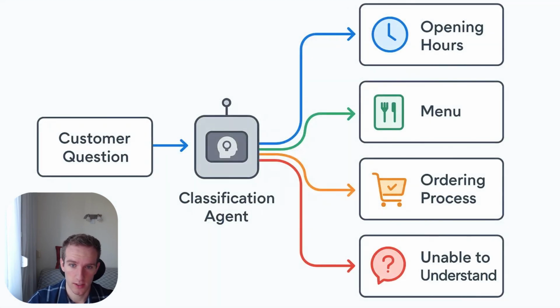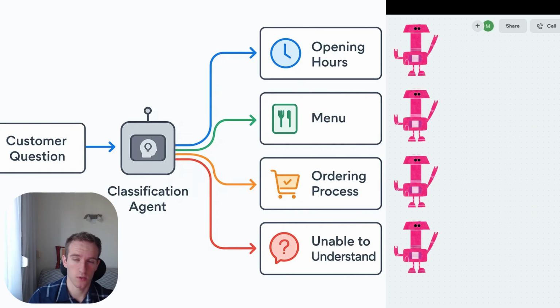And the first agent is going to just take a look at the customer question and categorize it into 4 categories. So it's either a question about opening hours, about a menu, or about the ordering process. And the 4th category would be that it is unable to understand a question. So the agent will categorize questions into these 4 categories. And then we will create separate agents to handle each one of these situations separately. Right? So you will see what it looks like in a second.